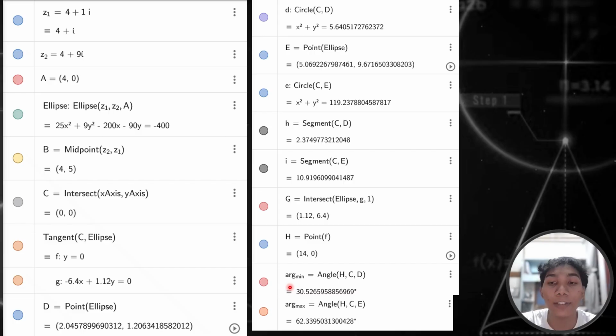Using GeoGebra's own function, we can actually measure the angle of argument minimum, and these are the ends for which the angle takes. So we got 30.527 for argument minimum, and for maximum we got 62.34.